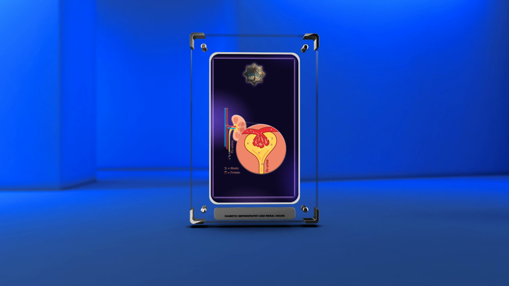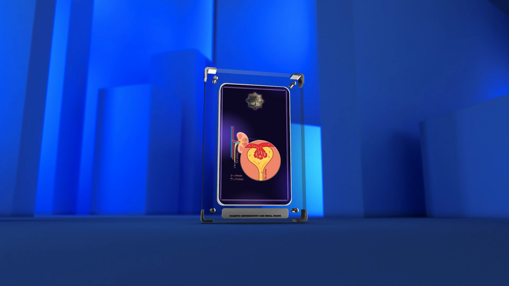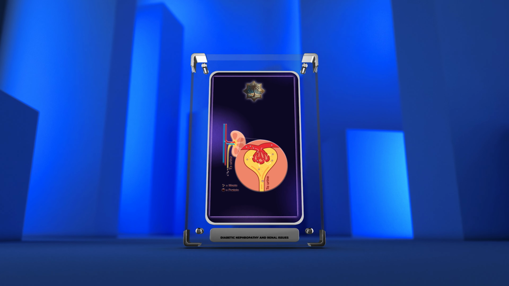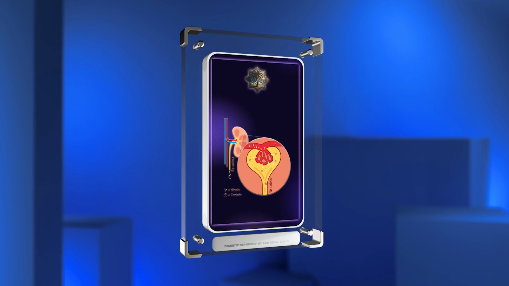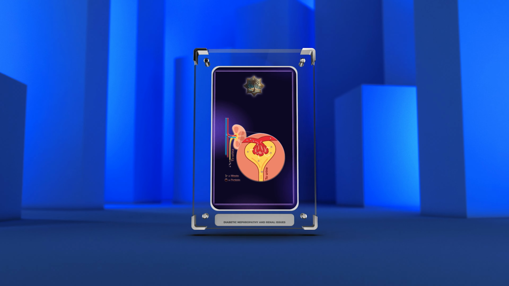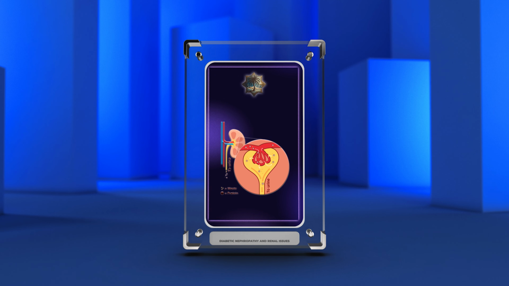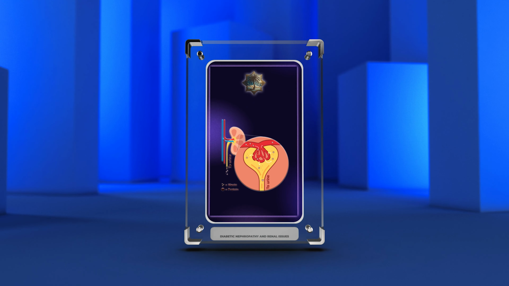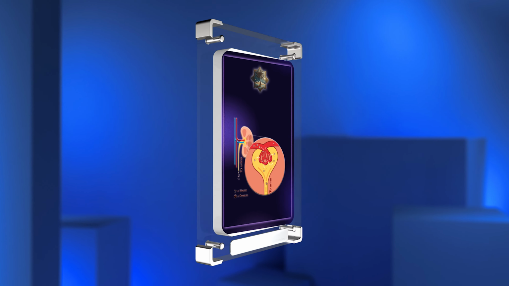Introduction. Diabetic nephropathy is a chronic kidney disease that develops as a complication of diabetes mellitus. It is characterized by the progressive damage to the kidneys, leading to impaired renal function. Understanding the pathophysiology of diabetic nephropathy is crucial for the development of effective treatment strategies to slow down or prevent its progression. In this detailed script, we will explore various aspects of diabetic nephropathy, including the pathophysiological mechanisms involved and the role of different factors in the development and progression of this condition.